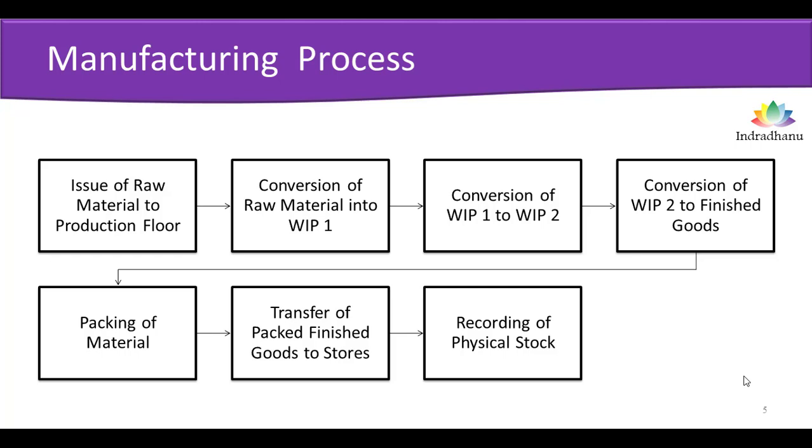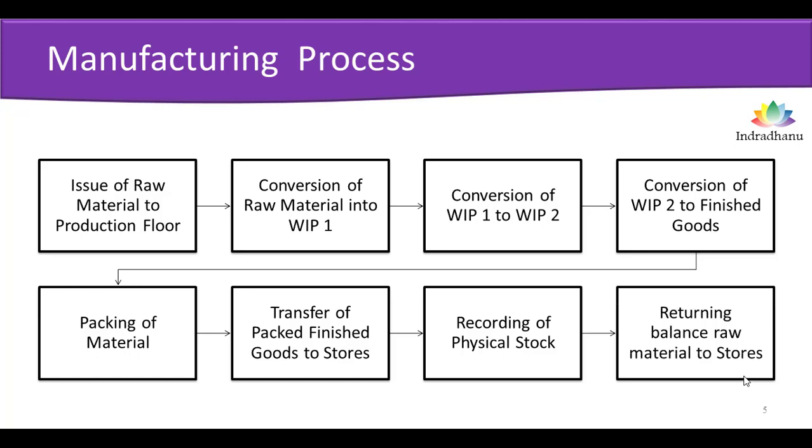And then we will record the physical stock so as to automatically get the wastages in manufacturing. So physical stock will be recorded, and after recording of physical stock on the production floor, the wastages will be recorded, and after that we will return the balance raw material to stores if it is not required now. So the complete process can be recorded in Tally very conveniently, very easily.